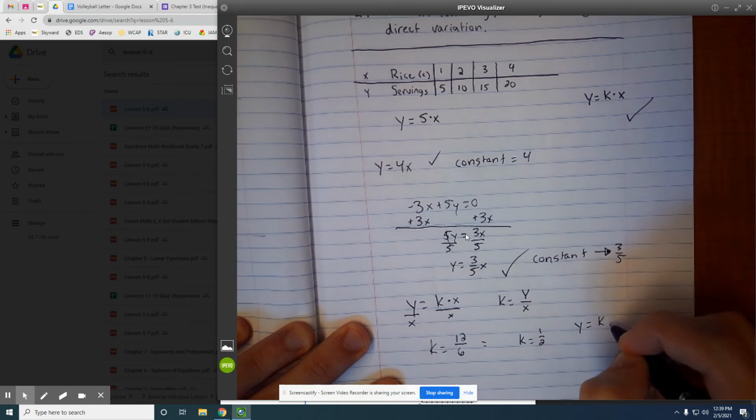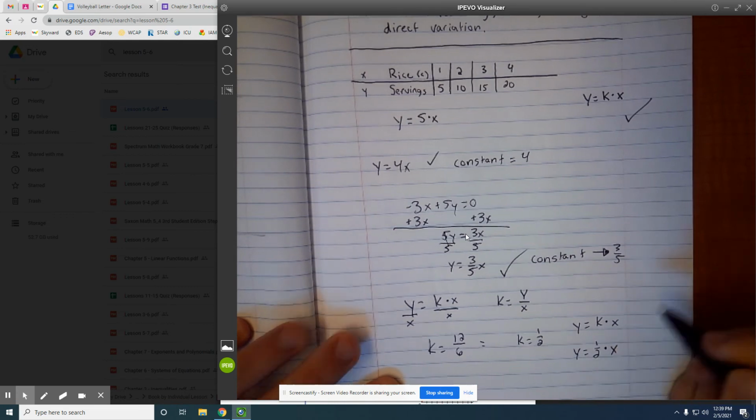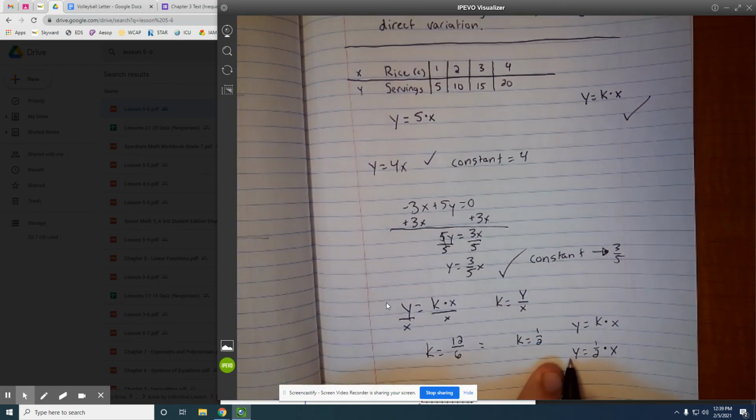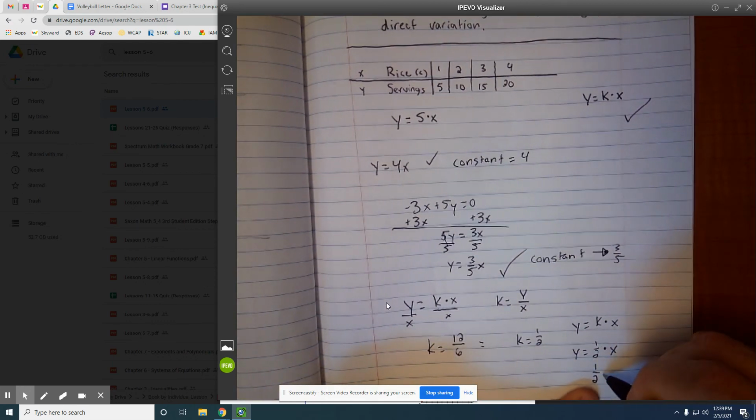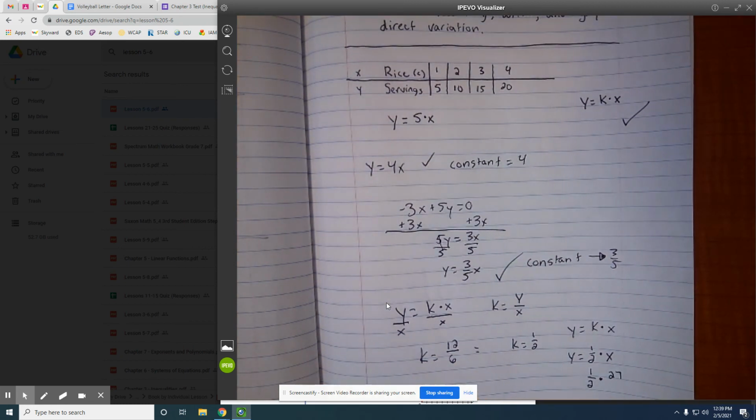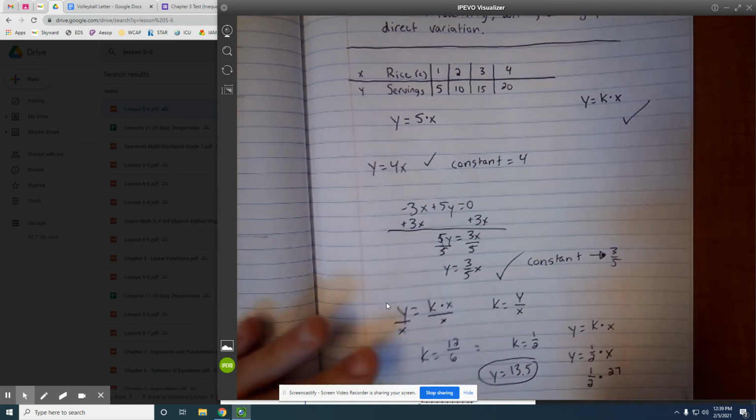Well, in our original formula, y equals k times x, y equals 1/2 times x. And we want to know, what is y when x is 27? Well, that would just be 1/2 times 27. Half of 26 would be 13, so that would be 13.5. Y would be equal to 13.5. Let's check the book really quick, make sure I did that properly. Correct, 13.5. Okay, so we're just solving for that last one.